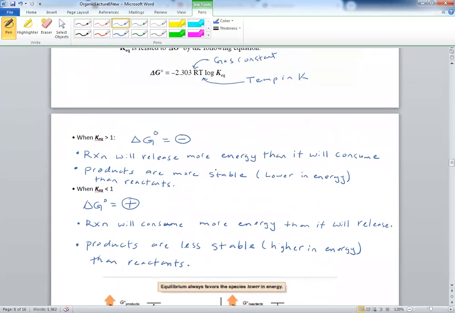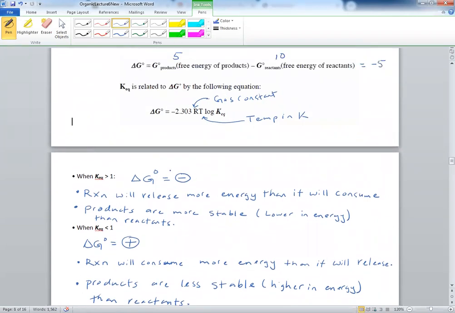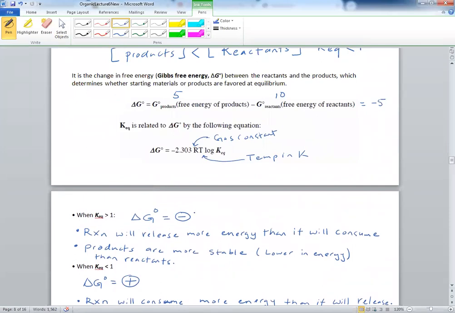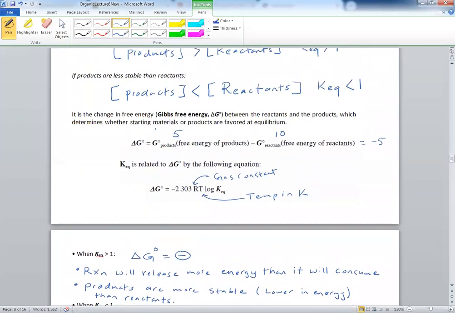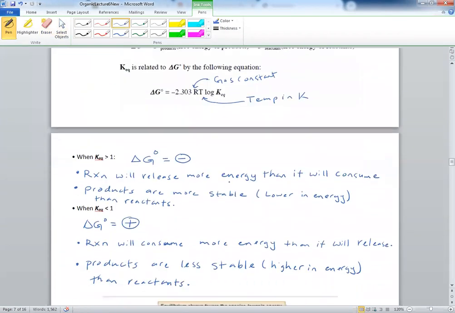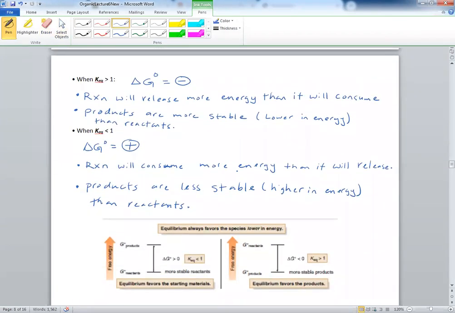I know you're tempted to probably memorize this, but understand what that negative means. Use these numbers. These helpful numbers are going to help you. So now if we switch them, watch what happens. If we take the 5 and the 10 and reverse them, the energy of the products is a 10, and this is a 5. This is going to give you now a plus 5. It's always products minus reactants. So look here. Products have a higher energy than the reactants. Therefore, it's positive, which means the reaction will consume more energy than it will release.